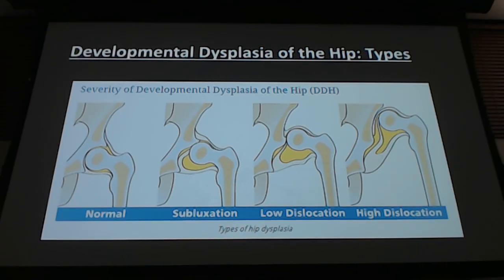But as you move over here, you see how it's out now, but it's not completely out. So that's called a low dislocation. Again, here it's out, but not completely out, so it's a low dislocation. And then over here, that's pretty dull, right? That's out. That's a high dislocation.